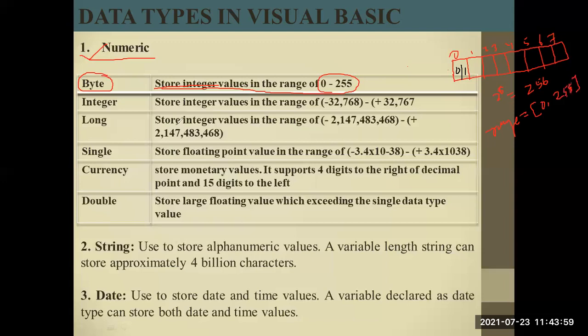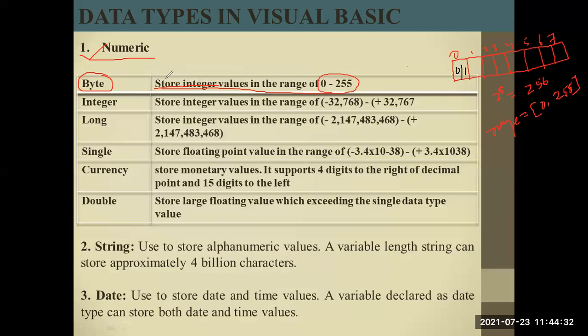So this byte data type is basically used for storing data values of integer type, ranging from 0 to 255.